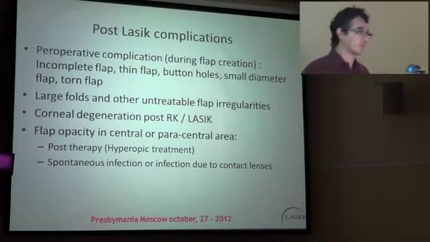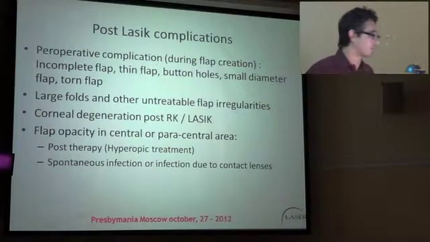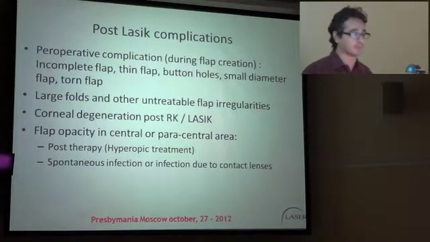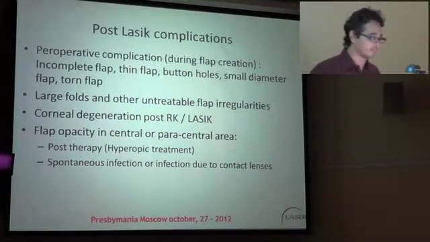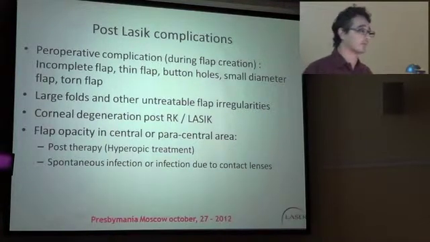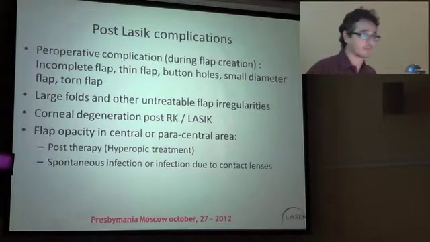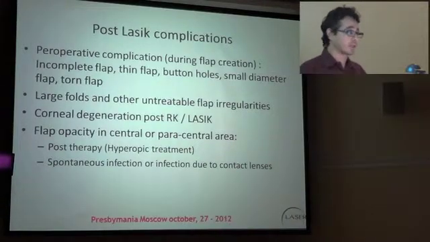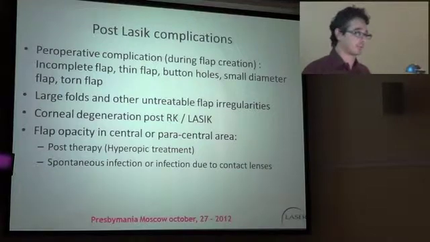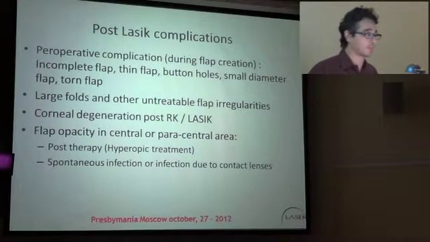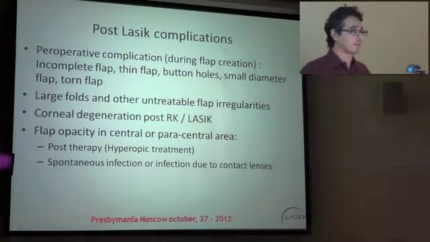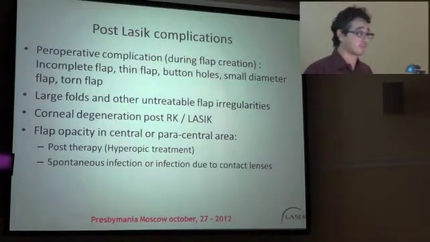Post-LASIK complications, as you know, are the flap complications: incomplete flap, thin flap, torn flap, scarred flap, buttonhole, small flap, free flap, etc. We can have postoperative complications with large folds and other untreatable flap irregularities. We can see also corneal degeneration after radial keratotomy or different photoablation. And we also find sometimes flap opacity, central or paracentral, after repeated hyperopic treatments or after infectious disease.